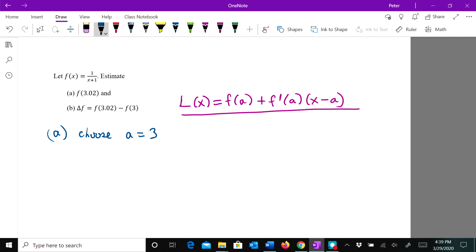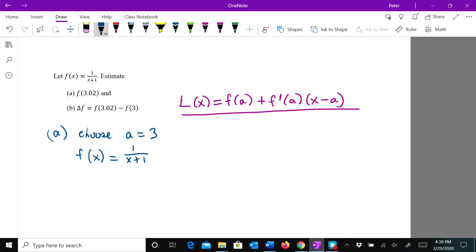The next problem will have another way that you might choose A, but it does take some judgment. So I'm going to choose A equals 3. And so with A equals 3, first of all, let's write out that f of x is equal to 1 over x plus 1. I'm going to need its derivative.